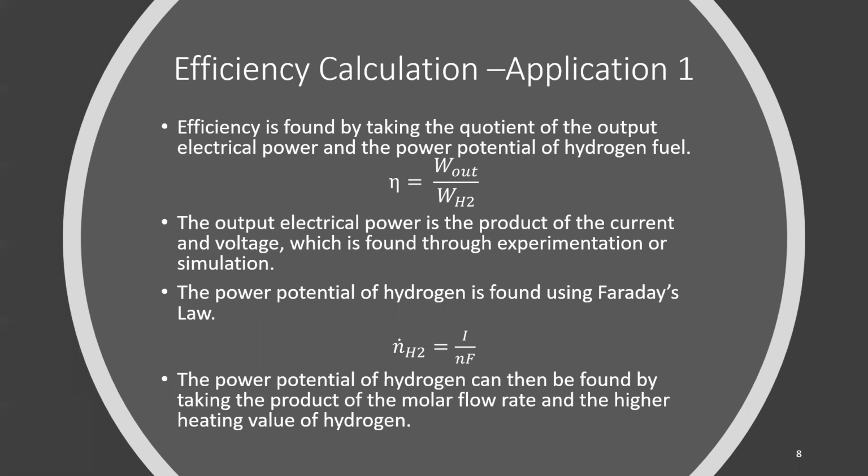So how we calculate efficiency is based on, excuse me, the efficiency is found by taking the quotient of the output electrical power and the power potential of hydrogen fuel. So how much power can this hydrogen fuel give me, and how much power do I actually get out of it? That gives us our efficiency. How we determine the power potential of hydrogen, we determine that using Faraday's law, and that is the second equation that is seen on screen. The power potential of hydrogen can then be found by taking the product of the molar flow rate and the higher heating value of hydrogen. And we use the higher heating value because the water leaves as a saturated liquid.